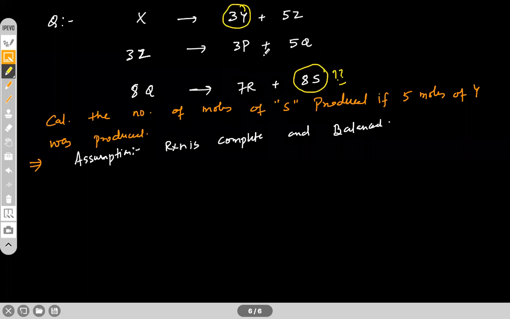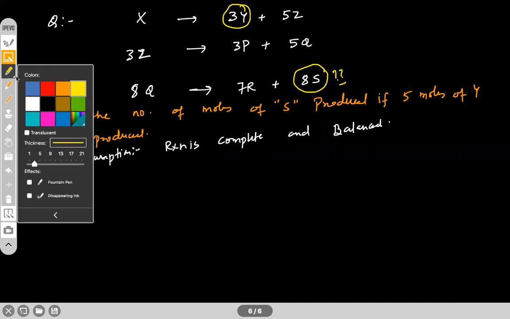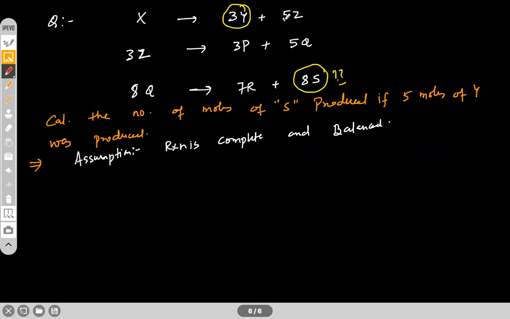You see, this is a series reaction. The product that we get in the first reaction becomes the reactant of the second reaction. Similarly, one of the products of the second reaction becomes a reactant of the third reaction. So this kind of reaction we call a series reaction. We are starting from this and we need to find out the number of moles of this.